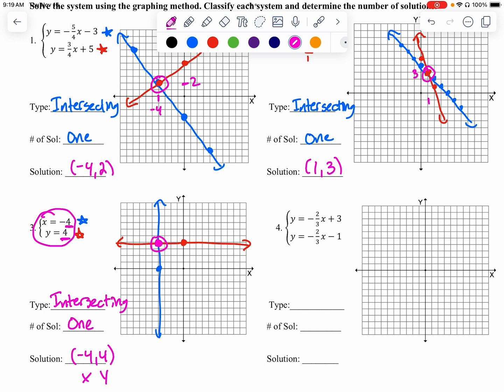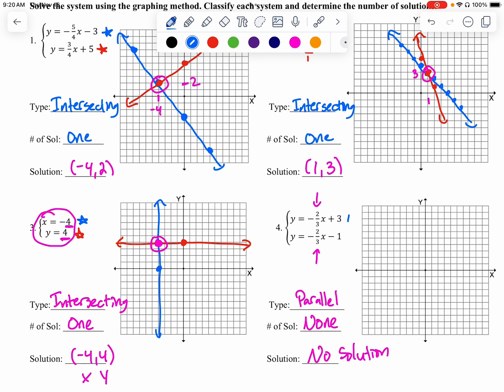All right, next one. Ooh, these two have the same slope, so -2/3, -2/3. And they have different y-intercepts, so I know these are going to be parallel. So they're going to have no solutions, or none, number of solutions, no solution. But it's a good idea to still graph them.